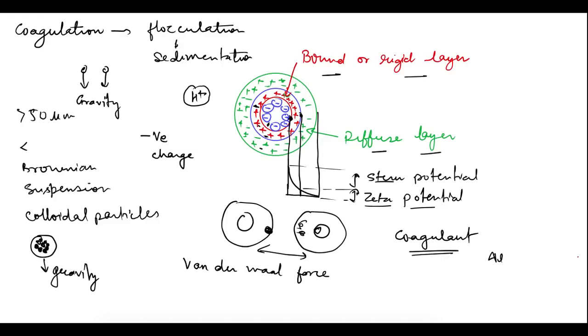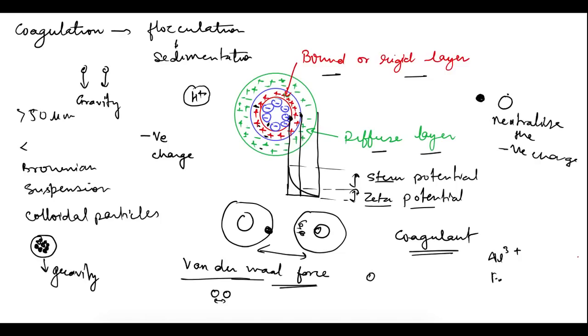These coagulants are mostly multivalent metallic cations like aluminium, ferrous or ferric ions. These ions penetrate into the diffuse layer and make a bond with the colloidal particle, and they neutralize the negative charge. If this negative charge has been neutralized, then the particles can come close and in contact with each other, so the van der Waals force can become effective and a flock can be formed. This neutralization of charge is one of the ways in which these coagulants work.